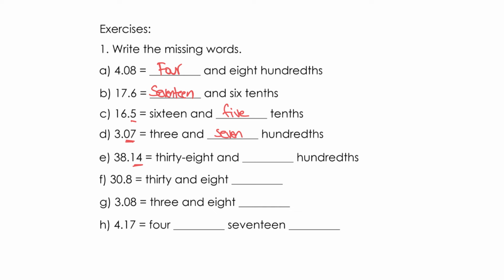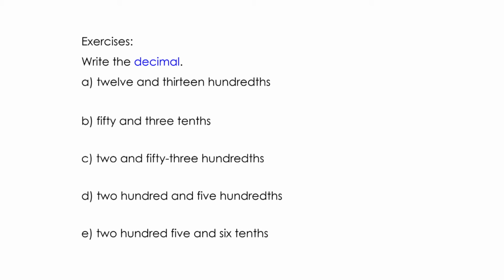38 and 14 hundredths. 30 and 8 tenths, because this is in the tenths column only. 3 and 8, there's 2 there, so it makes it hundredths. 4 and 17 hundredths. There we go. Okay, so you can come back to this slide for future reference. On to the next one.